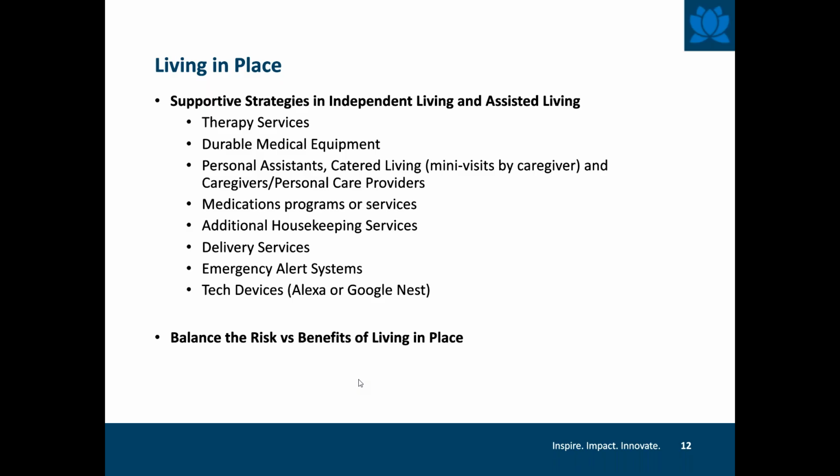These are a few of the supportive strategies that are utilized if a resident starts to struggle in the independent living or the assisted living settings. A few of these strategies include therapy services, looking at DME, personal assistance, catered living, and caregivers or personal caregivers.